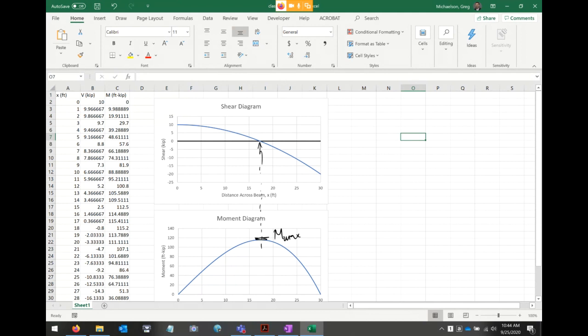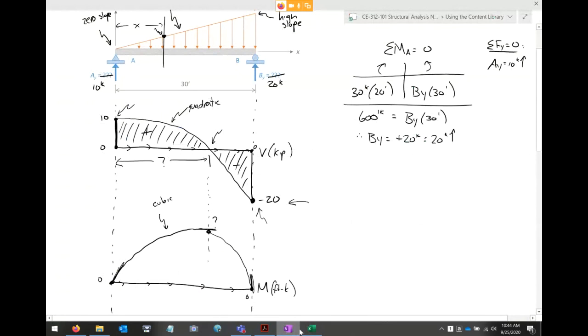Let's take a look at this. So you're asking, do we have to use Excel? And I'm saying no. Okay. What do we know about that point, this point X that we're trying to figure out? We know that is the point at which shear equals 0. So let's go back to this and see if we can figure something out.